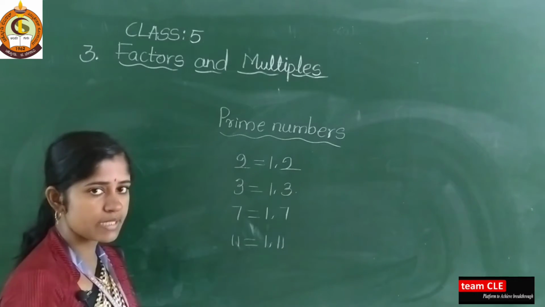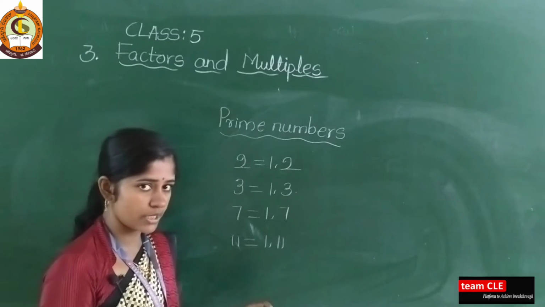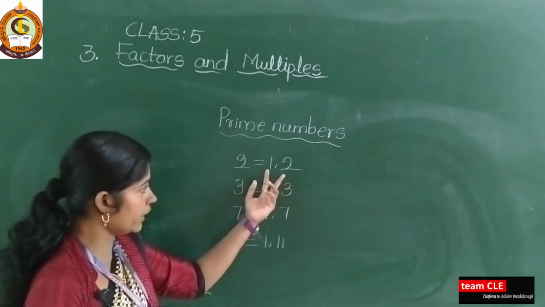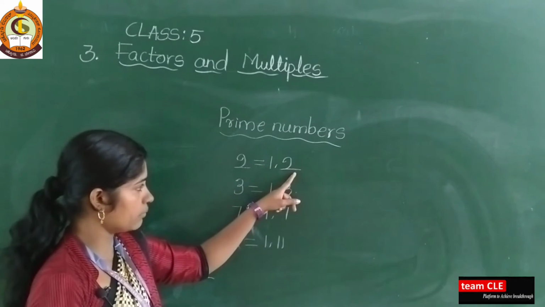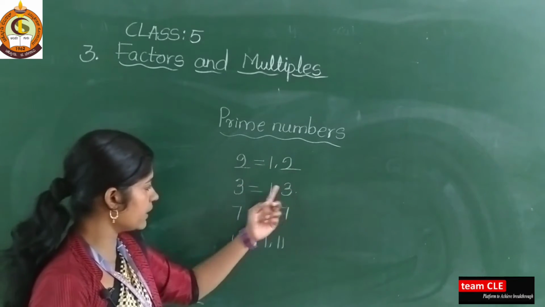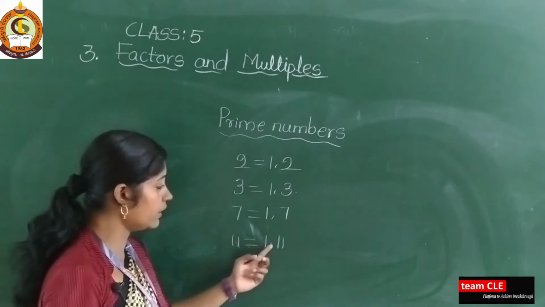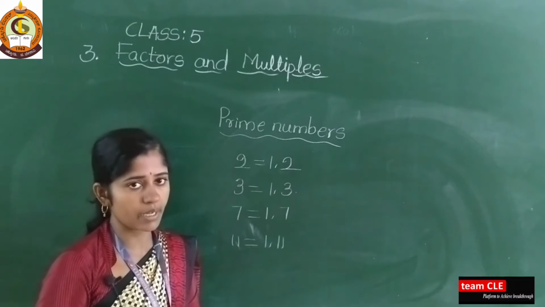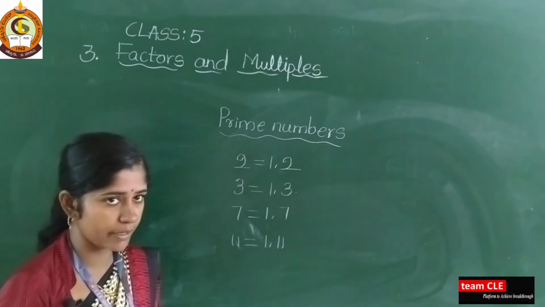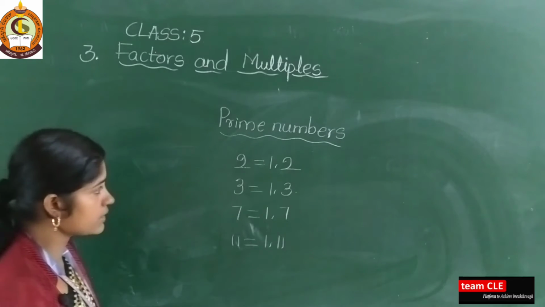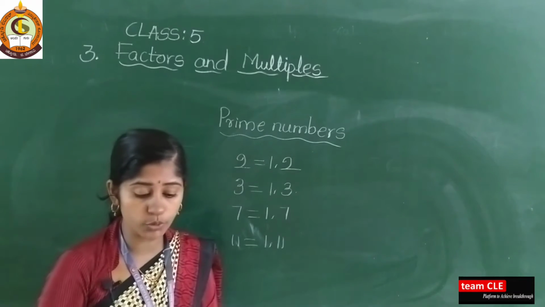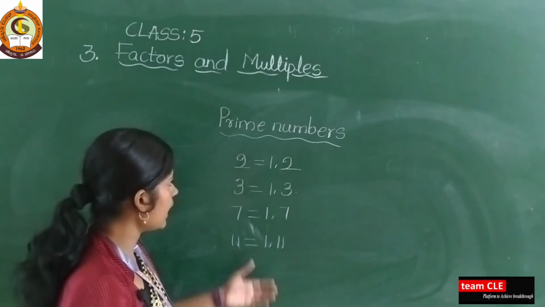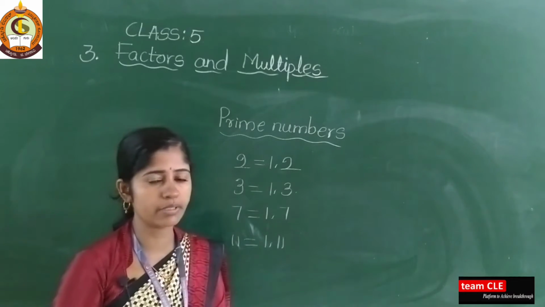After watching these examples, what do you come to know? See here, a number which has only two factors. All these numbers have only two factors, 1 and the number itself. This type of number we call prime numbers. I hope you are getting my point. A prime number is a number which has only two factors, that is 1 and the number itself.